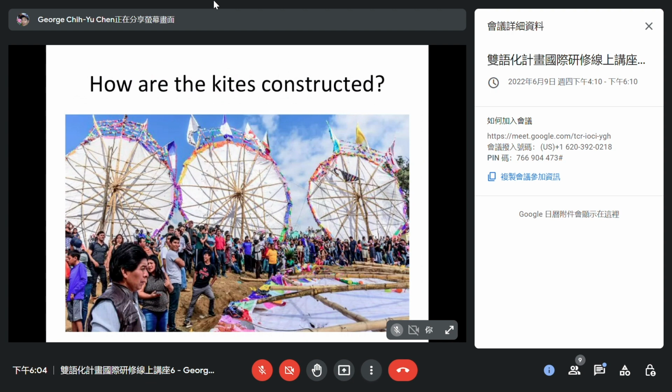So how are the kites constructed? I give you a slide of the back of the kites, so that you have a better understanding of how these kites are constructed. Constructed means 建构, 建筑, 怎么做出来的. So long poles of bamboo are used to support the frame, as frame to support the whole structure.